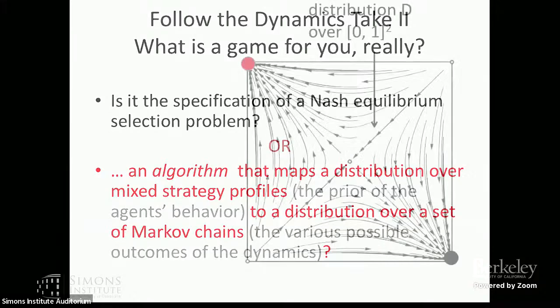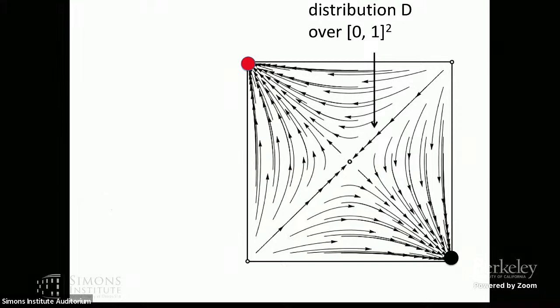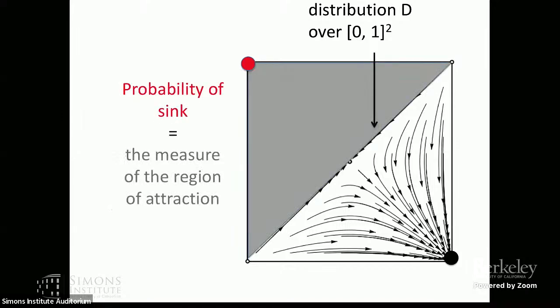So, for example, suppose that we have a distribution over the domain. That's the prior. The probability here is the measure of the region of attraction. Whatever is the measure of this, that's the probability of this. And the rest is the probability of this.